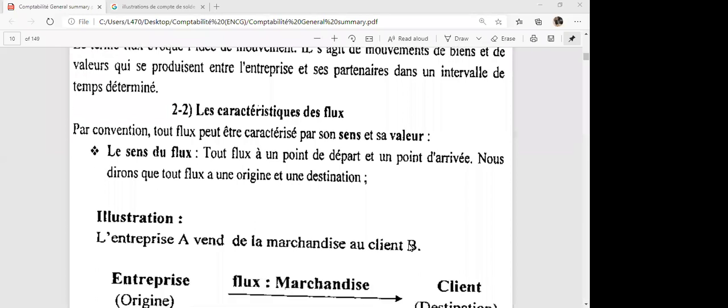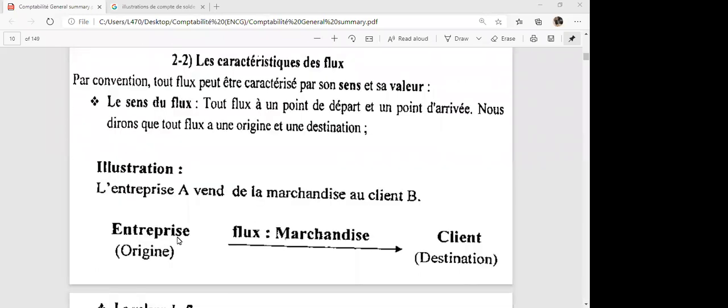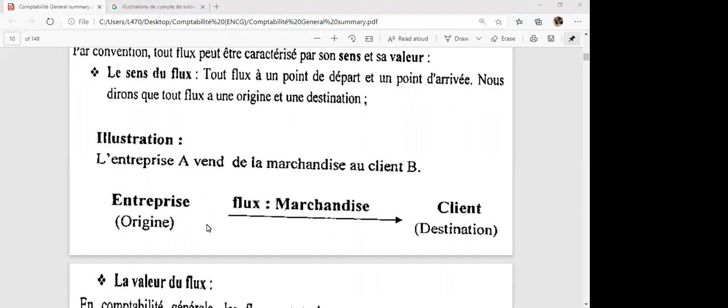So here's a small example, which would be a client buying goods from an enterprise. The origin of the goods is the enterprise, and the destination is the client. In terms of monetary terms, it's vice versa. So the client is the origin of the money, and the enterprise is the destination. I hope this concept is clear because it's really, really important. Okay, cool.